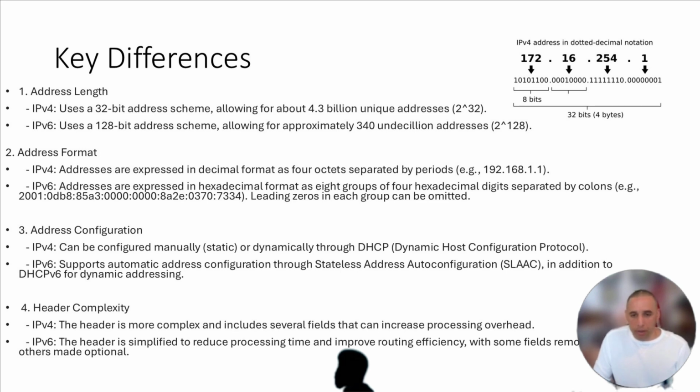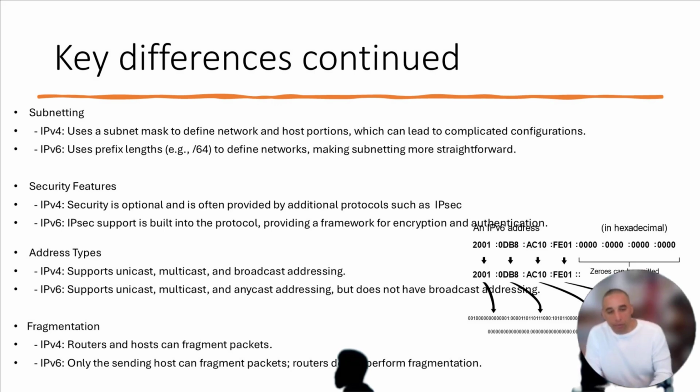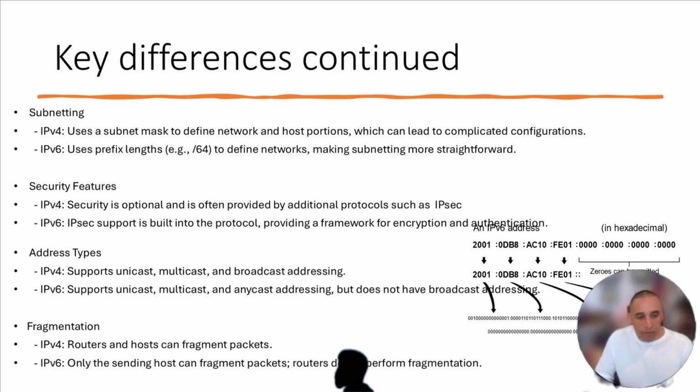Header complexity. IPv4: the header is more complex and includes several fields that can increase processing overhead. IPv6: the header is simplified to reduce processing time and improve routing efficiency, with some fields removed and others made optional.